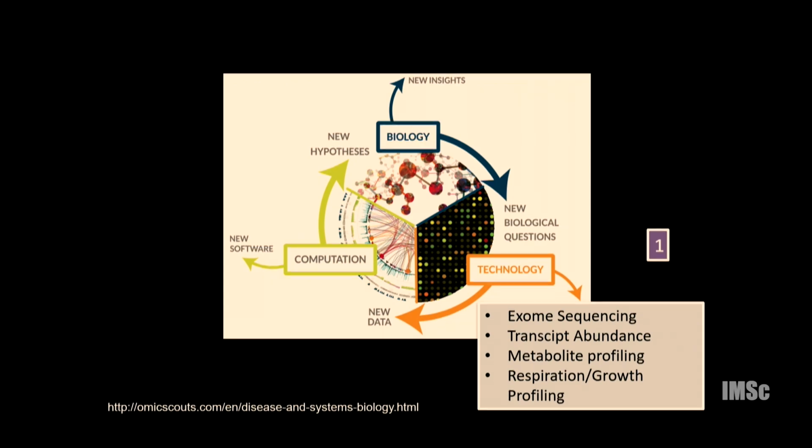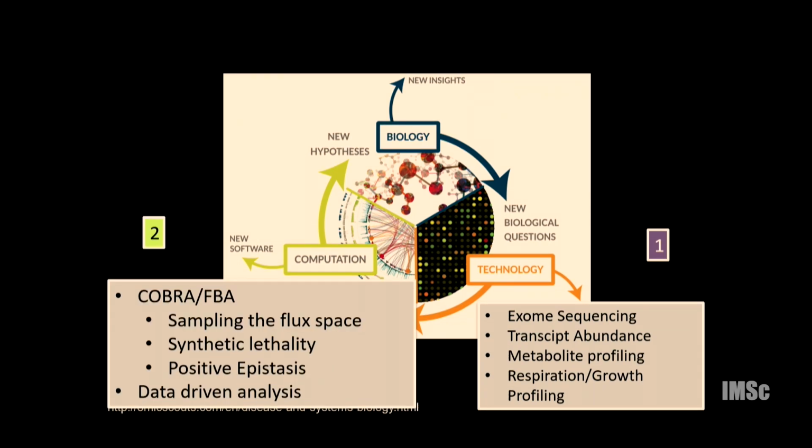Some of the technologies we use are exome sequencing, getting transcript abundance, metabolite profiling, both exometabolome data as well as intracellular data. We look at respiration and growth profiling, because in mammalian cells there's a difference between respiration and growth. One of the main tools that my lab uses is constraints-based flux balance analysis. And within that, I will today allude to sampling of the flux space, and probably, if we have time, touch upon synthetic lethality and positive epistasis.